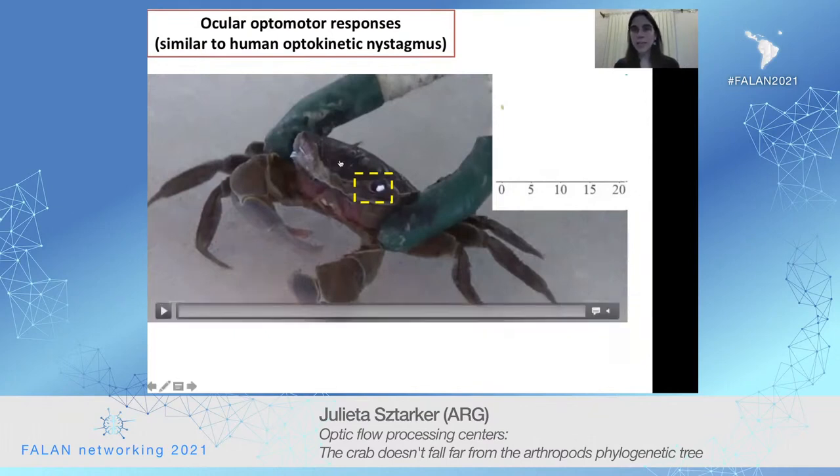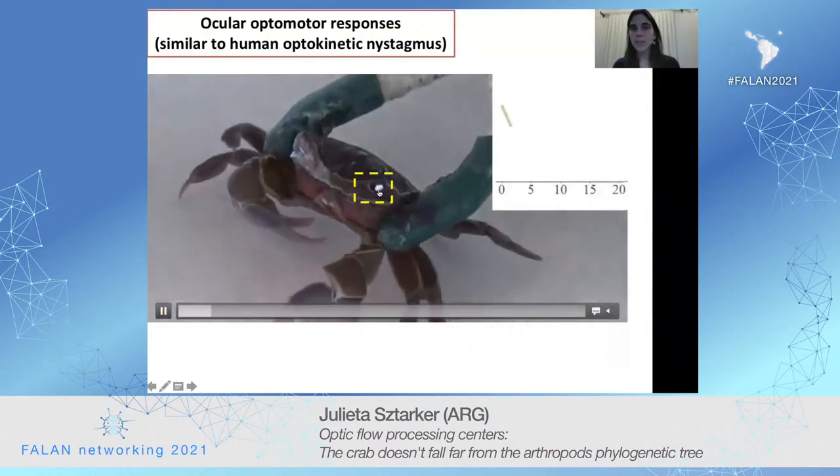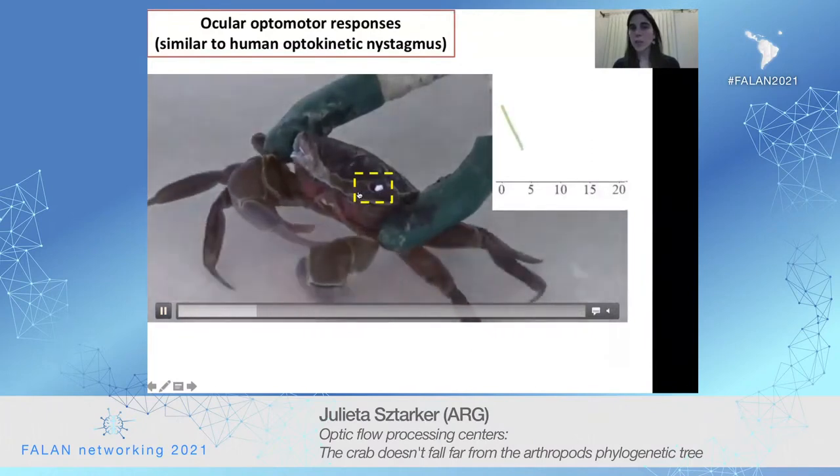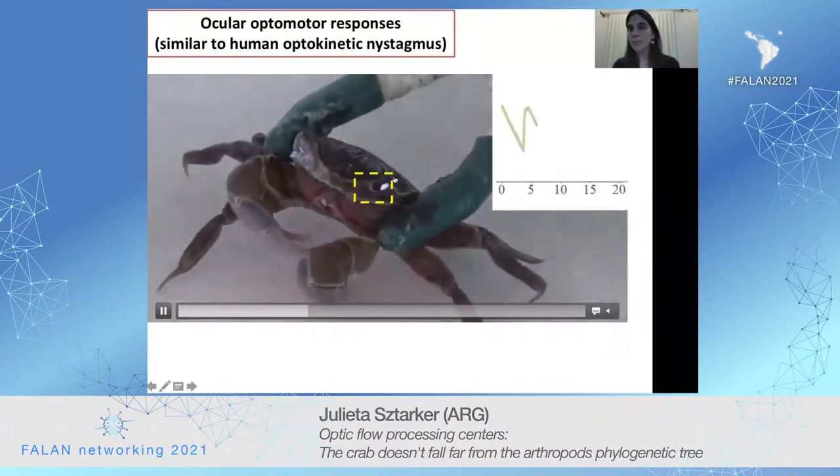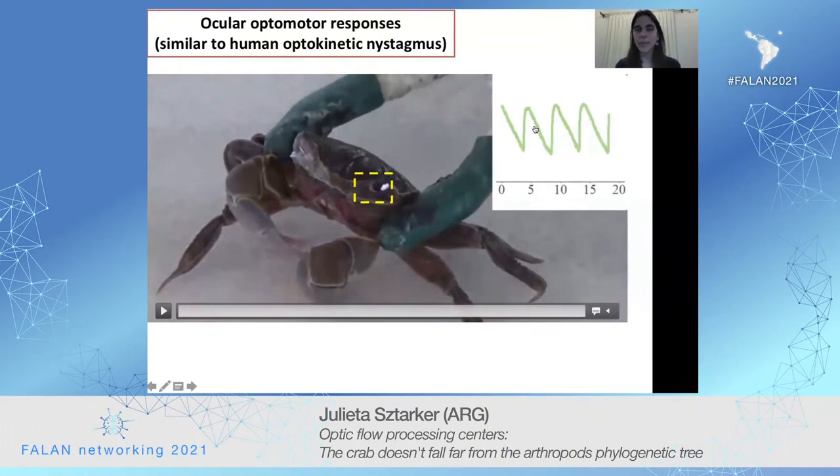And in this example, you have the animal surrounded by a panoramic stimulus that is moving this way. And you will see that the eye tries to follow the stimulus slowly and then resets back and then moves slowly again to follow the stimulus. This type of graph will then detail how the eye is moving and represent a slow phase and a rapid phase, as in our case.